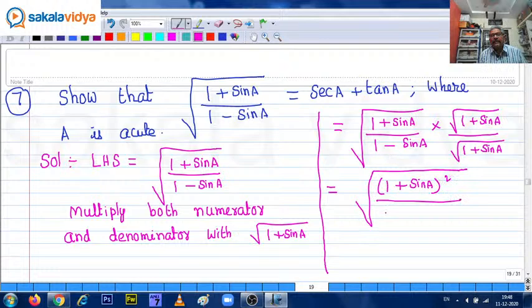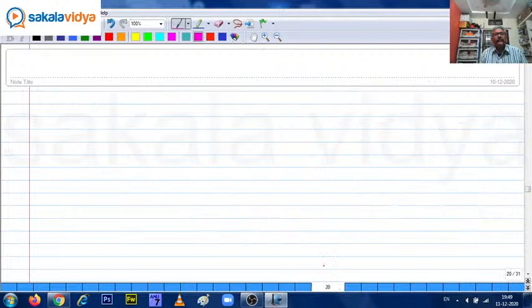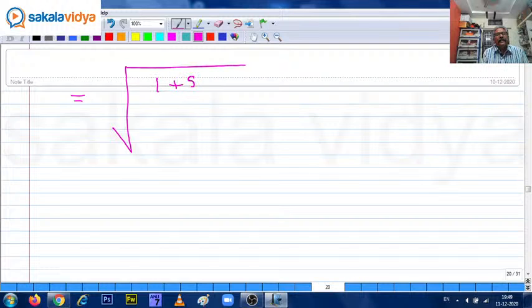So this we can write 1 minus sin A into 1 plus sin A. This is the important step, the turning step to solve the problem. Now we need to write like this, 1 plus sin A into 1 minus sin A. You check these two values: A plus B into A minus B is A square minus B square. So that we can write root over 1 plus sin A whole square upon 1 minus sin square A.